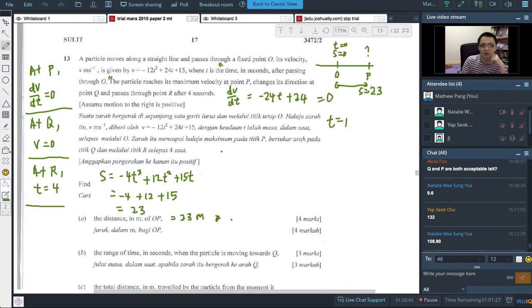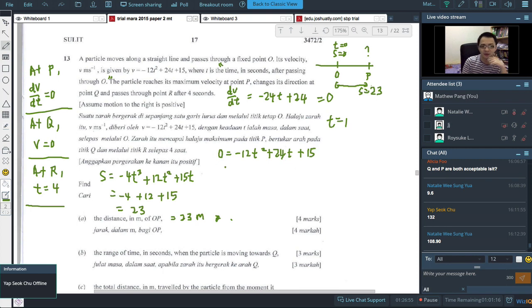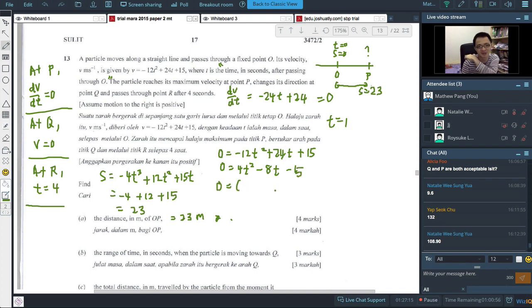So what I will do is, when v equals 0, I will get negative 12t squared plus 24t plus 15. Then I will factorize, but I change t squared into positive first. So I will divide negative 3 for everything. So this is 4t squared minus 8t minus 5. I just simplify. You don't worry so much when I do something like divide. I just simplify it.